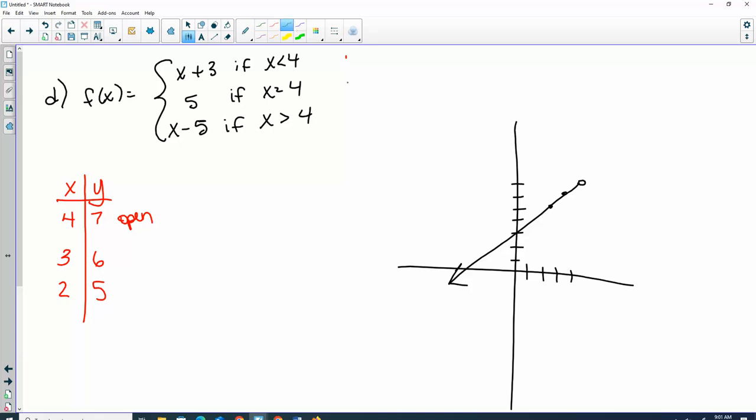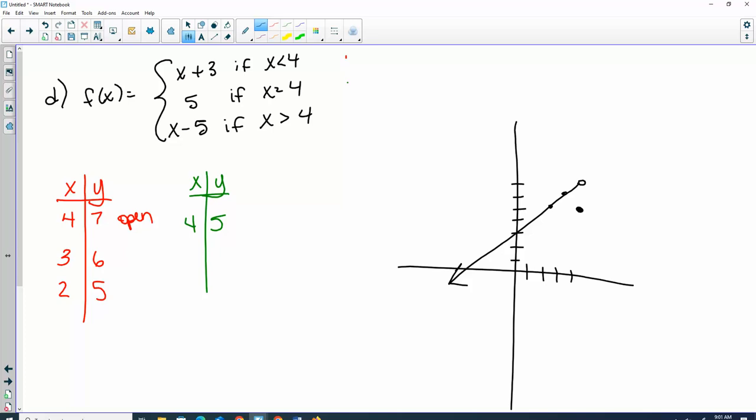Next one. 5 if x equals 4. So the only x I can plug in is 4, and we get out 5. How do I graph that? What is that? Well, since it's just 1, it's even just a point. (4, 5) is just a dot. Closed circle.